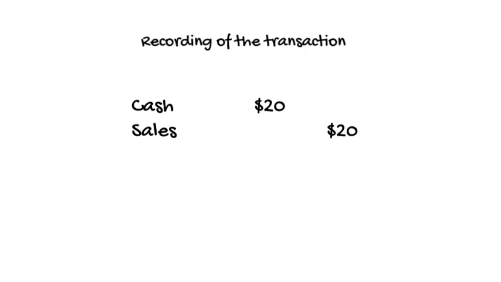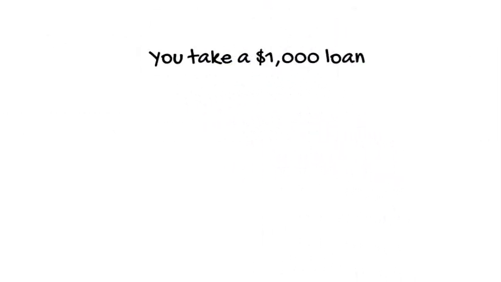By debiting cash for $20, we are increasing the value of the cash account because cash is an asset and assets increase on the debit side. On the other hand, we have sales, which is a revenue account, and by crediting the account, we are increasing its value. Let's look at another example.